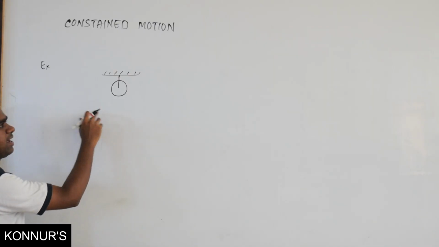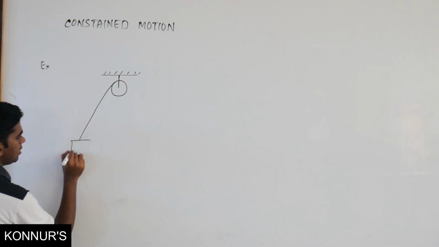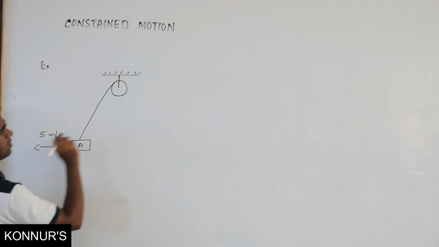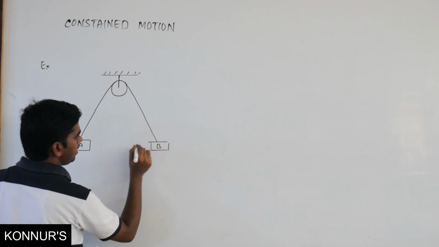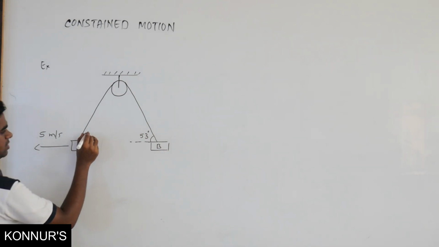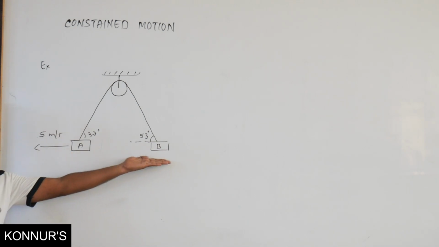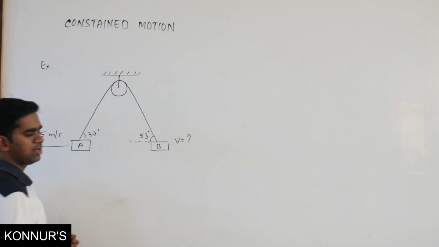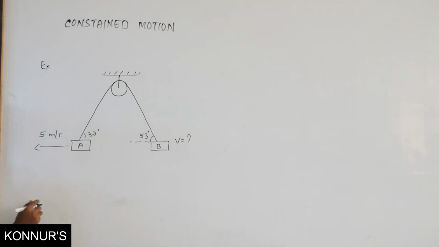Okay. We will take another example. Suppose a pulley is connected here. To the pulley, one mass is connected, say A, and A is moving with, say, 5 meter per second, and another mass is going to connect here. Say it is mass B. Suppose this is making an angle, say 53 degree, and here it is making, say, angle 37 degree. Suppose this body moves here. This body will also move because of constraint motion. Say its velocity is V, and they are asking what is its velocity V only, meaning velocity of B. So how can we calculate this?